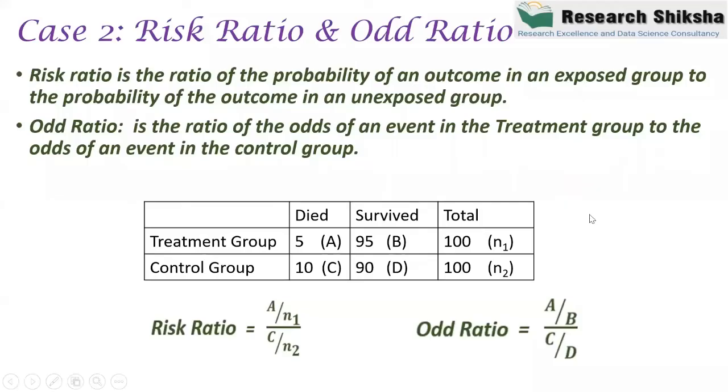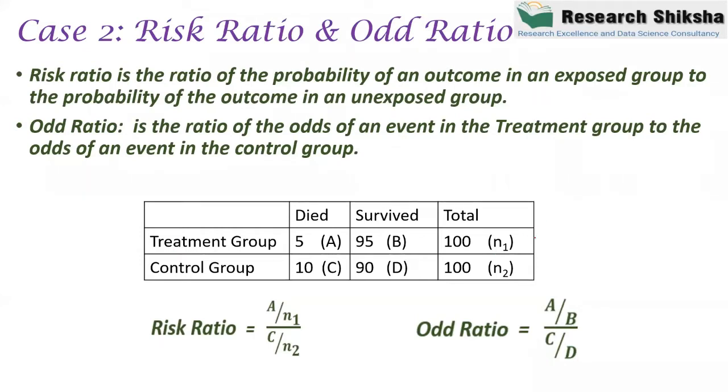The second case of calculating the effect size is known as risk ratio and odds ratio. Now, understand. In this case, suppose you divided the two groups into two parts, treatment group and control group. So you can see that you are having the two groups, treatment group and control group.